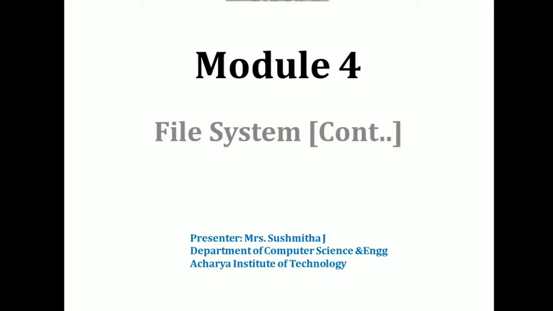Last class we had discussed your file system implementation. What is the data structure that is required in the memory to support the file system structure? We had also addressed the virtual file system, and how we implement the directory structure, what are the methods to implement the directory structure, and then to the end we had started with the allocation methods.